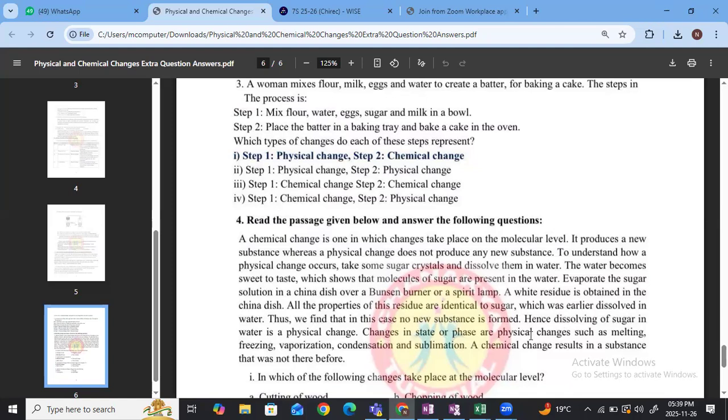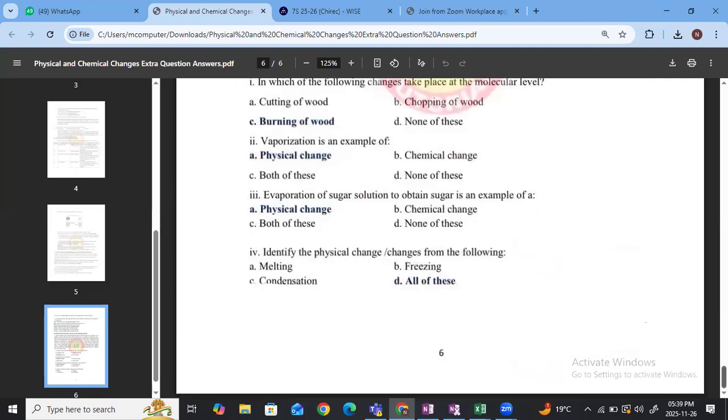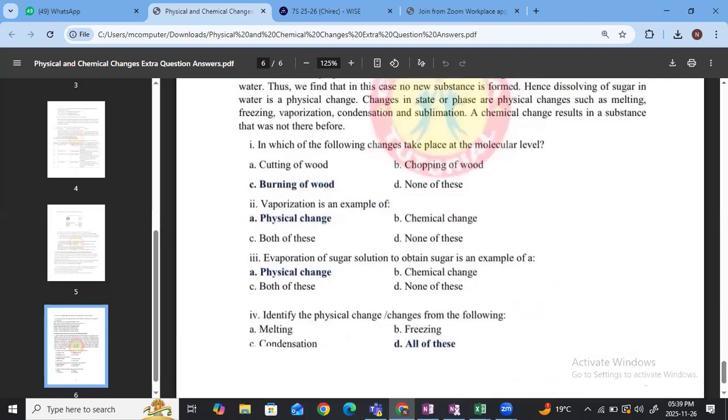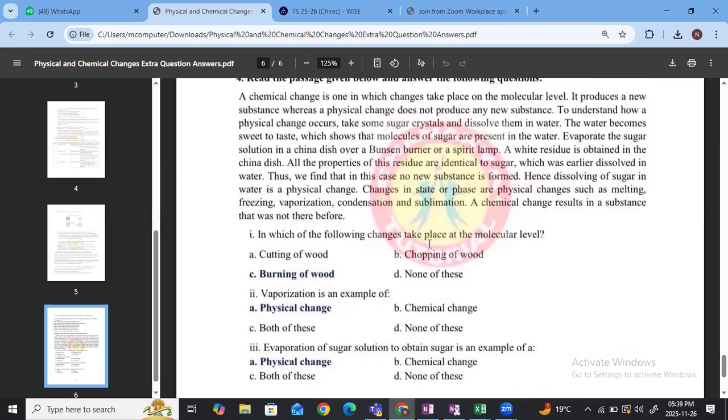Changes in state or phase are physical changes, such as melting and freezing. In which of the following changes does change take place at the molecular level? At the molecular level, we can say that there is a chemical change. Now we have to identify which one is a chemical change: burning of wood. Cutting of wood is not exactly a chemical change because there's no new substance. Neither is chopping of wood. It's the same as cutting of wood, basically. And burning of wood, the wood will basically turn into smoke.